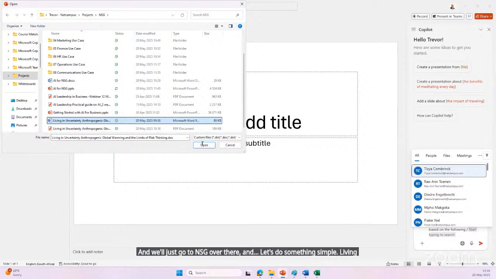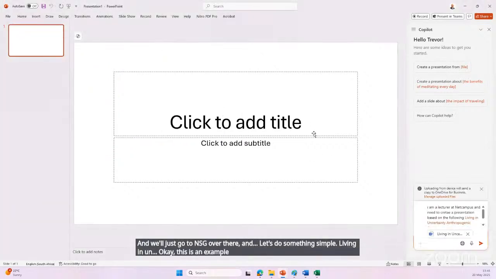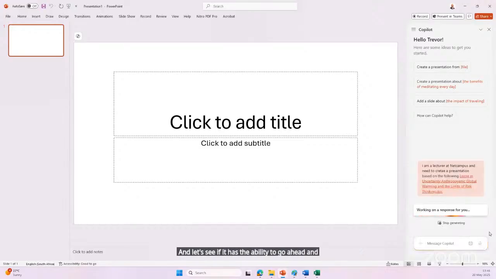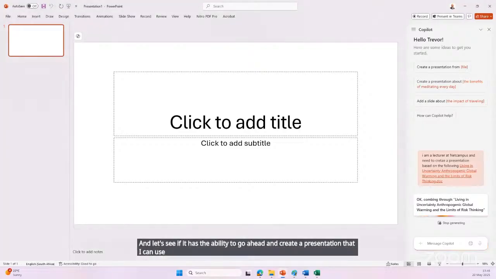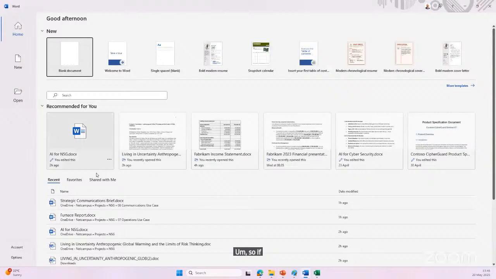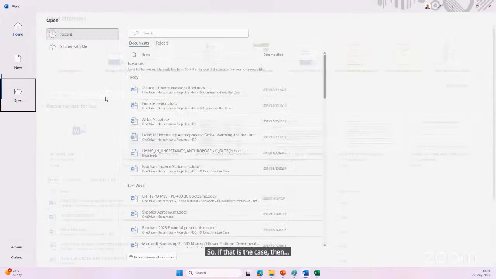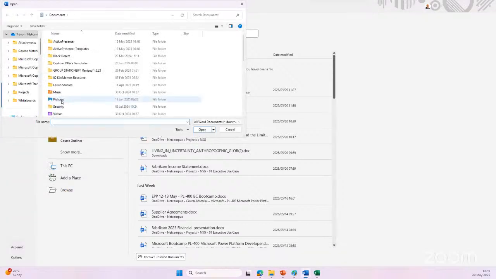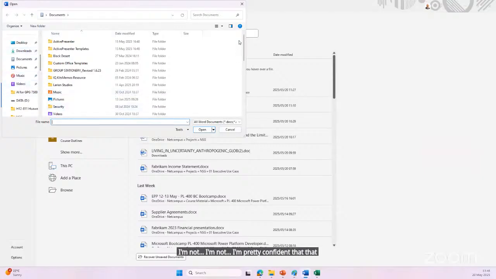Living in, okay, this is an example I'll use for something else as well. And let's see if it has the ability to go ahead and create a presentation that I can use for something useful and something practical. And that's quite a complex document from files that are saved as .doc yet. And that's not exactly correct. So if that is the case, then let's go ahead and open a document. I'm pretty confident that that is not the case.